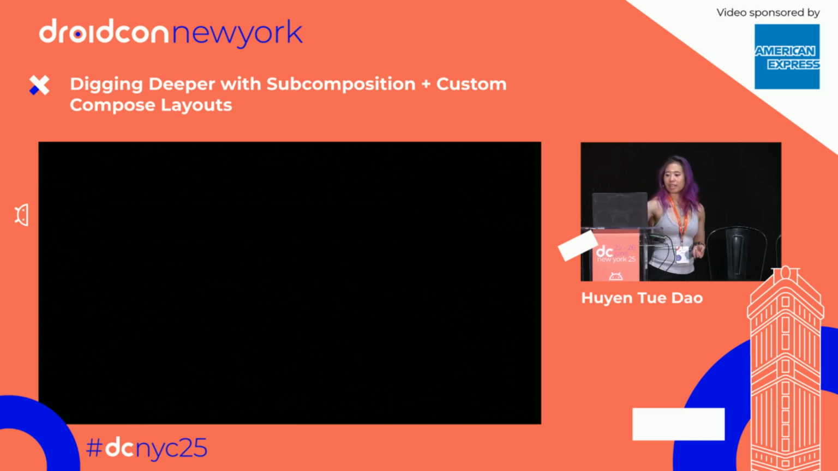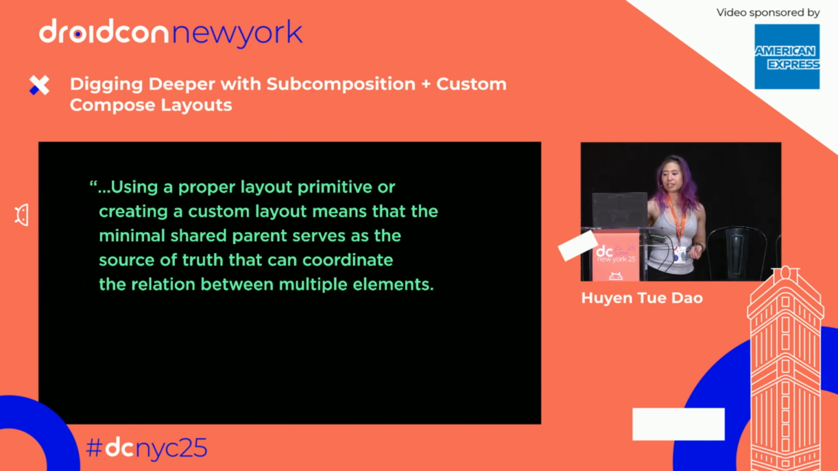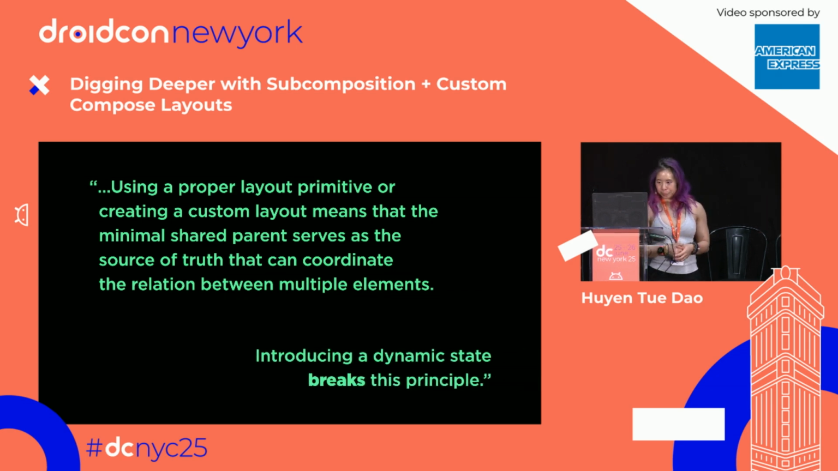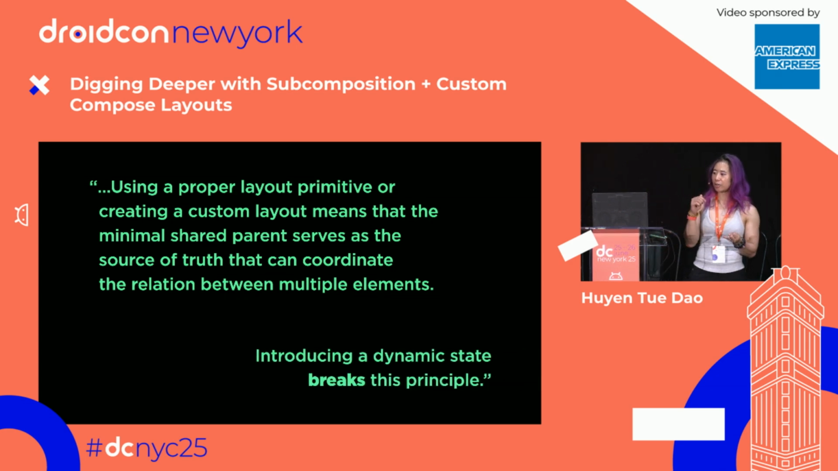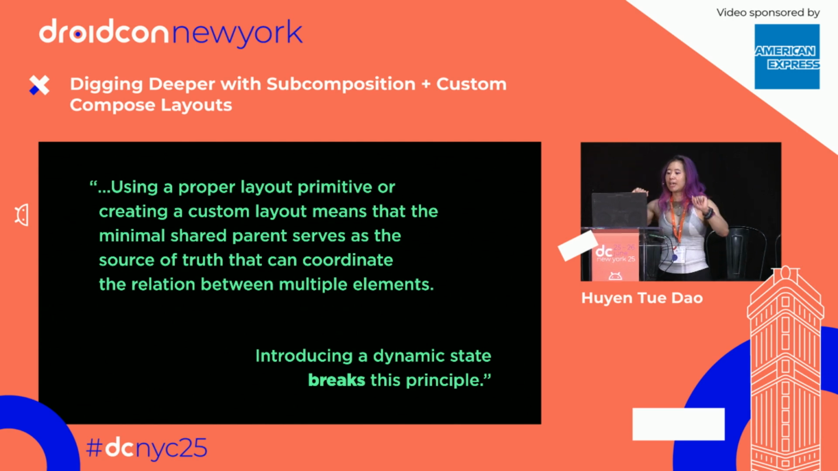And I'll just tell you that if you actually care a little bit about what the docs say, the idea is that you can use a proper layout primitive, maybe that's BoxWithConstraints, or create a custom layout so that that single source of truth can be preserved. And it literally just says introducing a dynamic state breaks that principle. So it's not recommended. And I know onSizeChanged and onGloballyPositioned are really convenient, but they can cause problems.